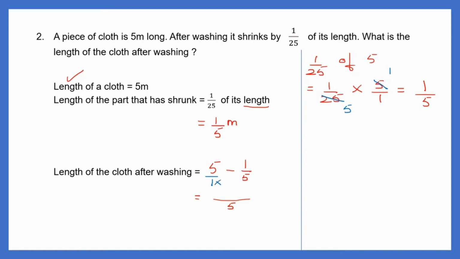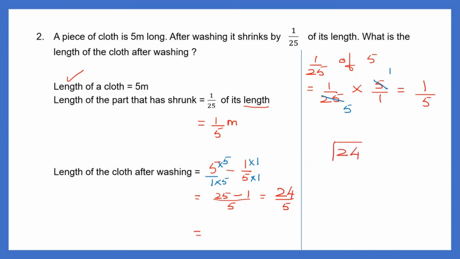1 fives are 5. So 5 fives are 25. So I get 25 minus 5 ones are 5. So 1 ones are 1. 25 minus 1 is 24/5. Now that's again an improper fraction. Let's convert it to a mixed number.